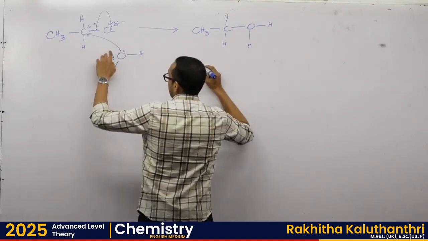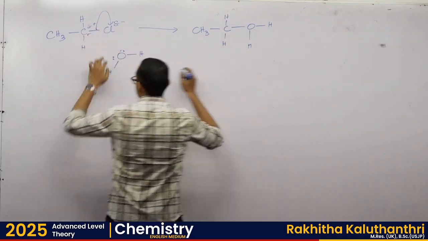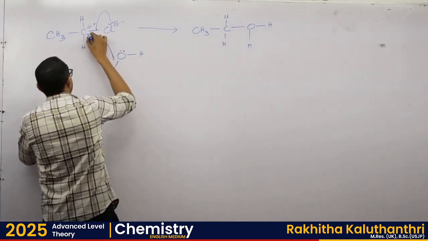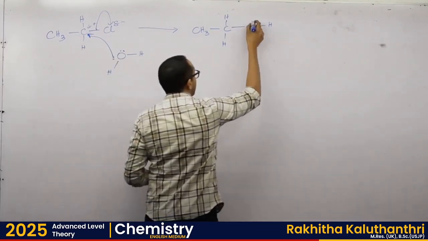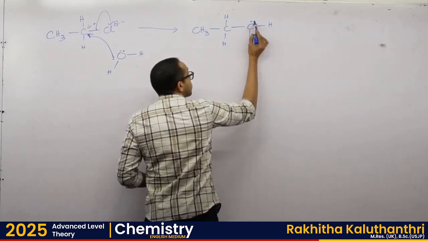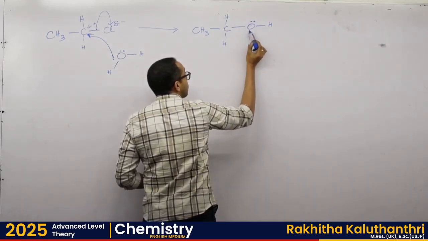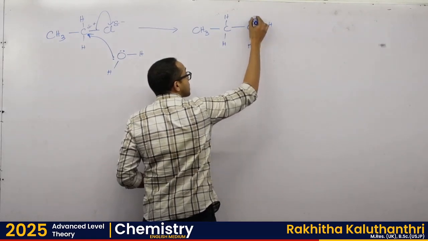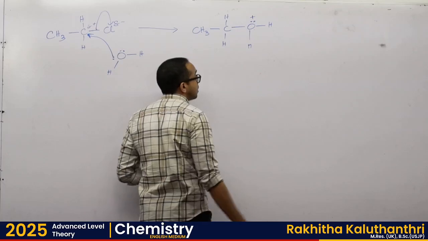Now I gave them, I'll draw this arrow from here, otherwise some of you might be confused. So there's another remaining lone pair on oxygen. But if you count the number of electrons of oxygen, 1, 2, 3, 4, 5. But oxygen should have 6. That means oxygen is now positively charged here.